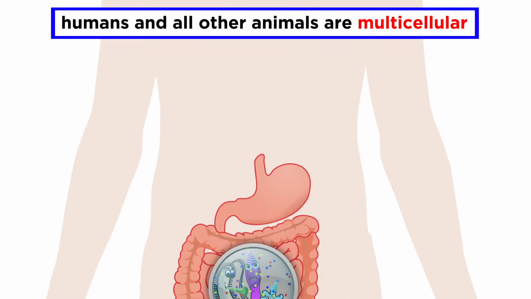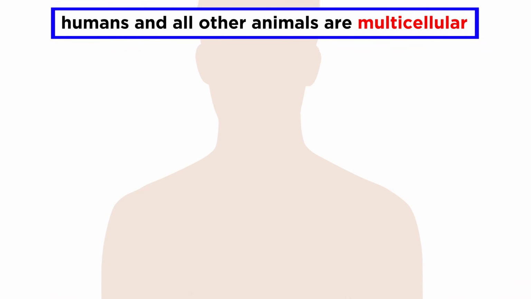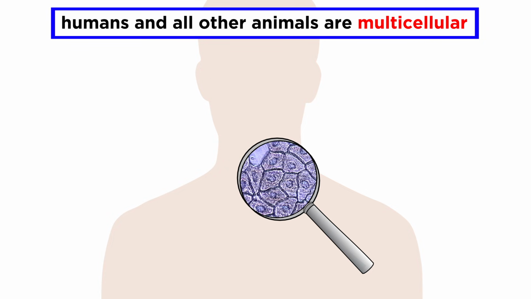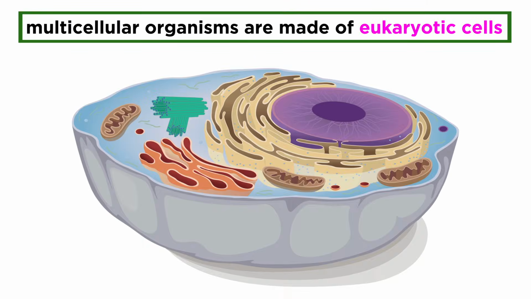But we humans are multicellular, meaning one human is made of many cells, trillions in fact, and any multicellular organism is made of eukaryotic cells. What are those and how do they differ? Let's take a look at them next.